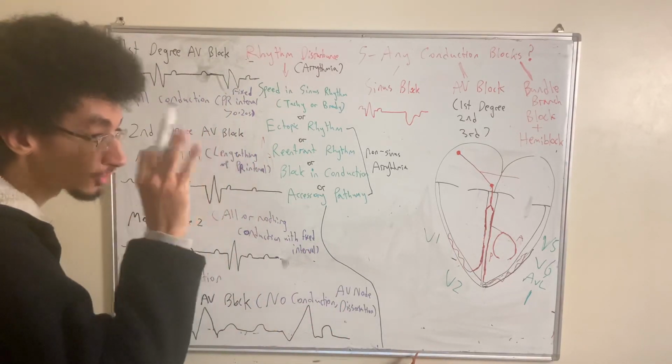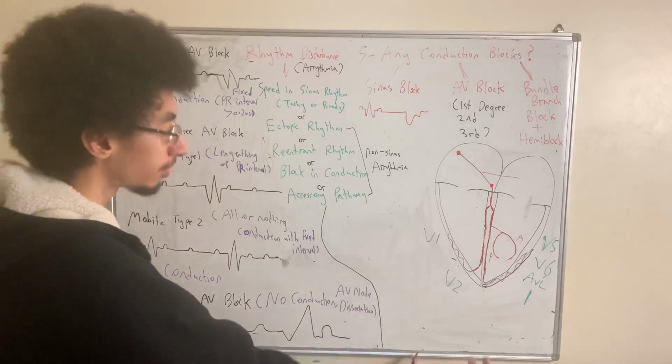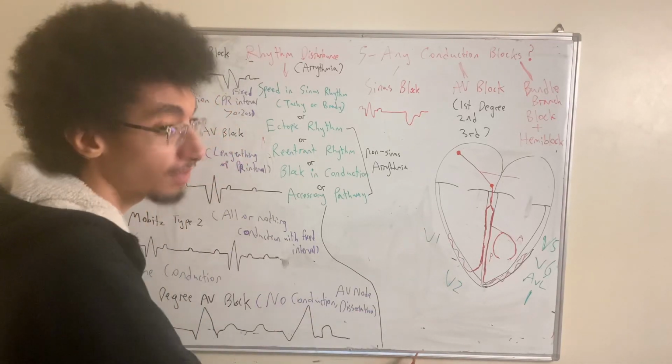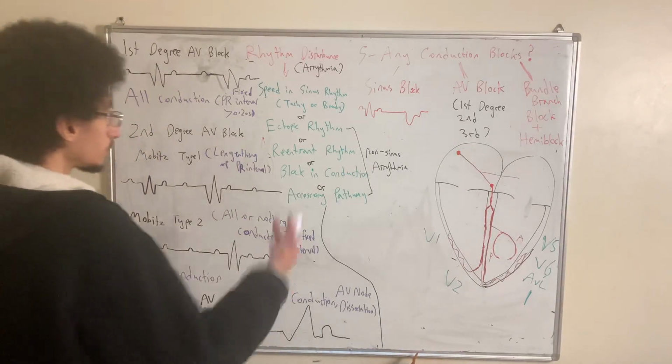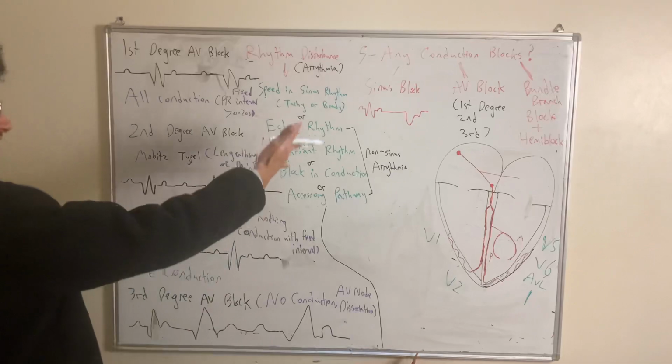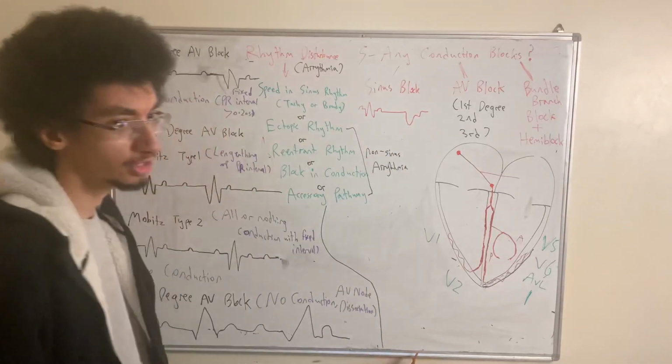Yes, the left bundle branch specifically has its own branches, and we'll come to that. They call them fascicles. We'll come to that in the next video. But for now, we're going to be talking about conduction block pertaining to the sinus block and the atrioventricular block.